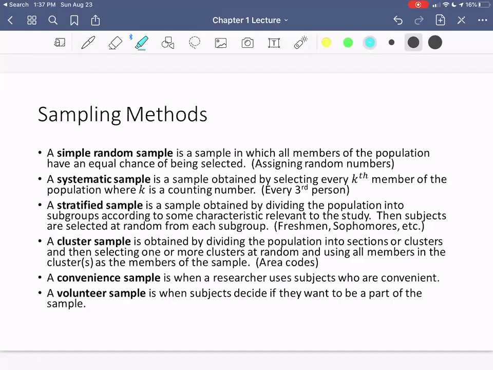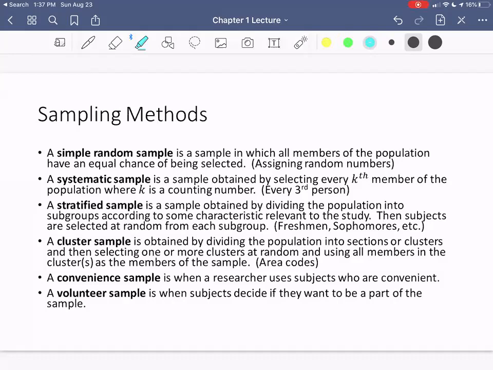Stratified sampling is basically saying we're going to divide this big population, let's say there are 1,000 people, into subgroups. So let's say we take the college, and we take all the students, which is the whole population, and we divide them into 4 subgroups: freshman, sophomore, junior, senior. We're not going to talk about graduate school, we're just talking about the undergrad students. Then we select from each subgroup at random.